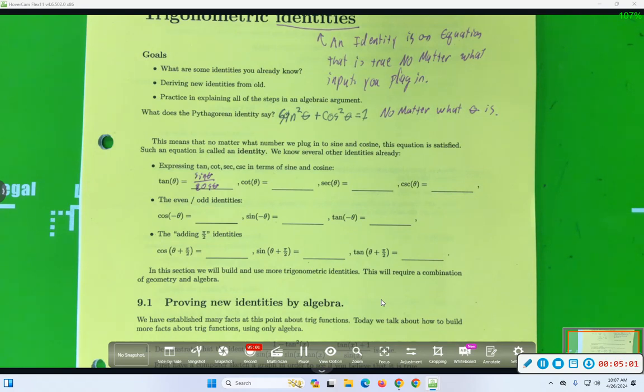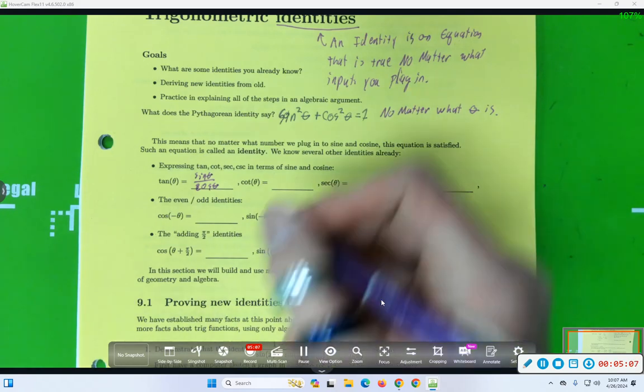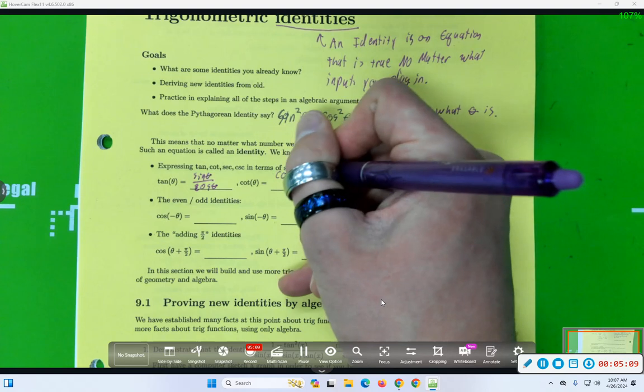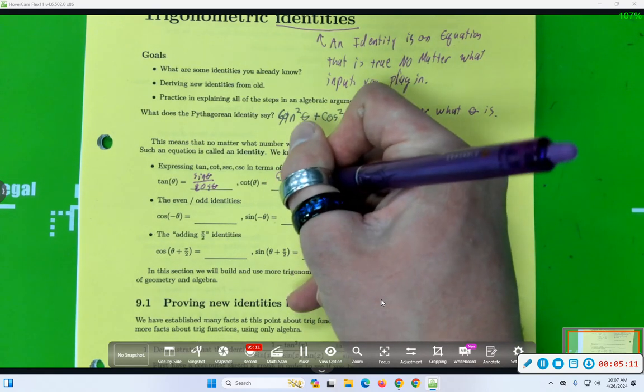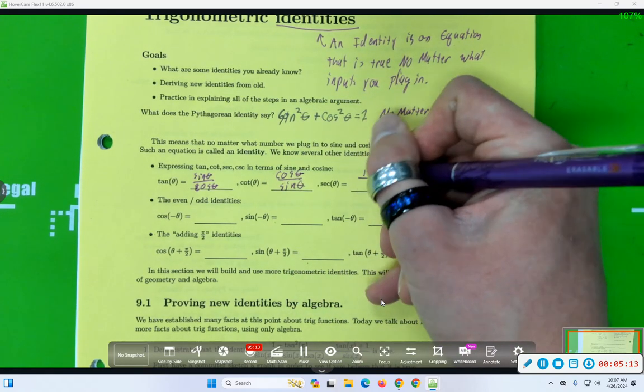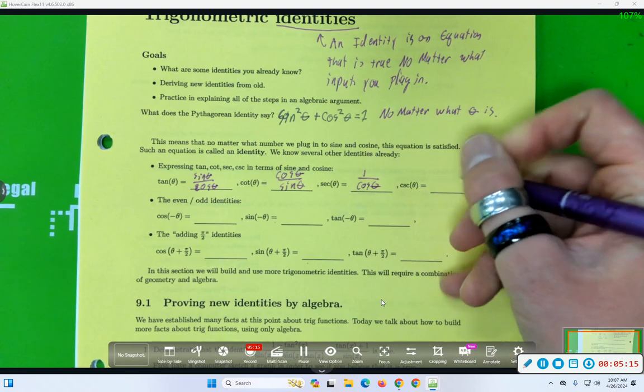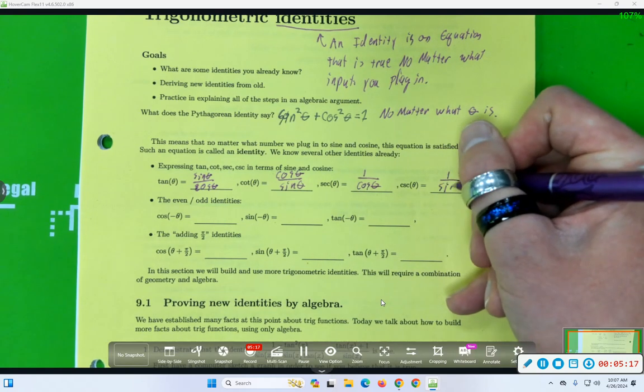We know other versions of that. How about cotangent? Cosine over sine. Secant is 1 over cosine theta. Cosecant is 1 over sine theta.